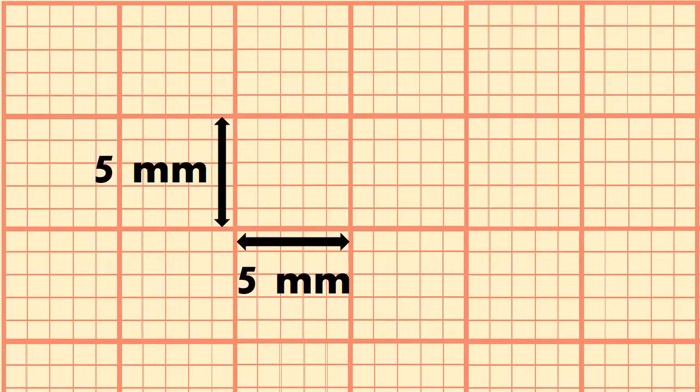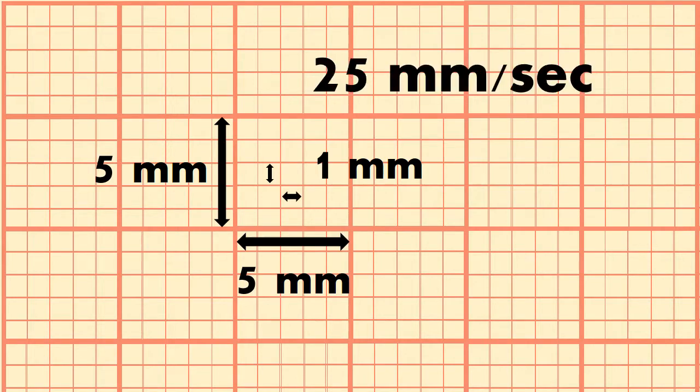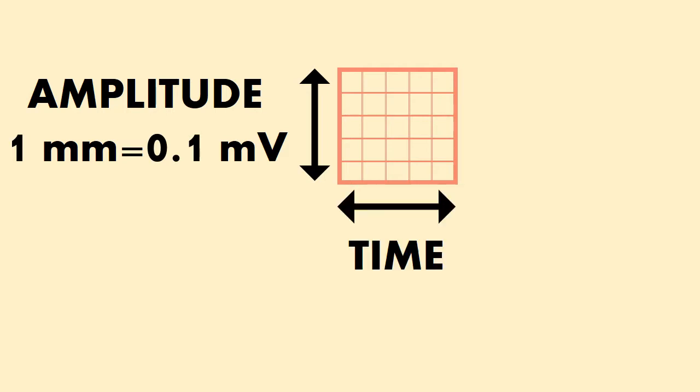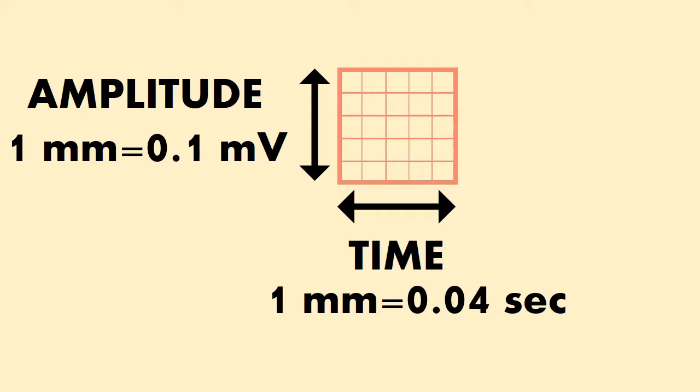ECG paper is divided into large squares that are 5 mm wide, which are divided into smaller squares that are 1 mm wide. A standard ECG is recorded at a speed of 25 mm per second. The vertical axis measures the amplitude of the heart's electrical activity, so 1 mm equals 0.1 millivolts. The horizontal axis measures the time, and 1 mm equals 0.04 seconds.